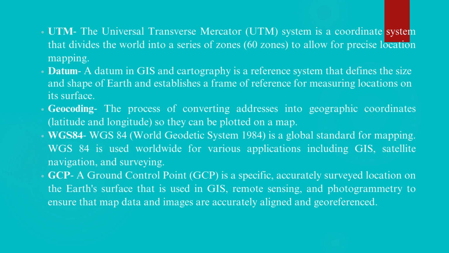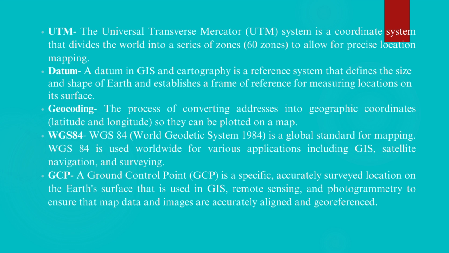What is geocoding? Geocoding, the process of converting addresses into geographic coordinates, latitude and longitude, so they can be plotted on a map. Now we discuss about what is WGS 84. WGS 84 is a global standard for mapping. WGS 84 is used worldwide for various applications, including GIS, satellite navigation, and surveying.